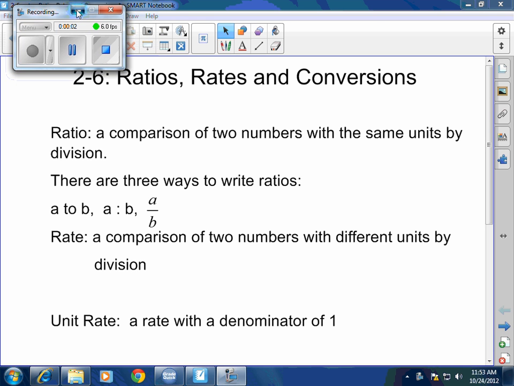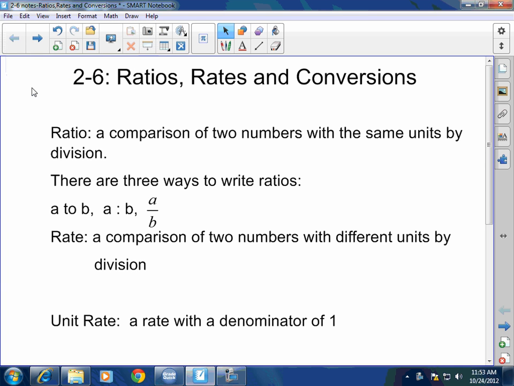Okay, guys, good morning. We're back here in algebra. We're talking about ratios, rates, and conversions, okay? Ratios, rates, and conversions is very, very easy and very important. We have been learning about rates and ratios, believe it or not, since you were probably in 5th or 6th grade. And also conversions, you know, feet to inches, feet to miles, etc. Those are all conversions, okay?